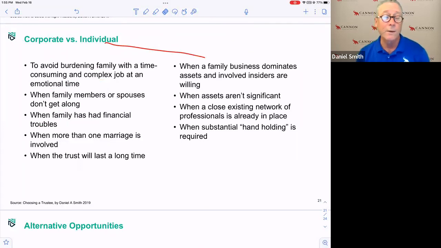Or, sometimes when it's a family business and that makes up 99% of the value of the estate, maybe I would just want a corporate trustee to help me with custody and some of the record keeping aspects of it, but not be a trustee, because the primary asset is something that the family wants to run and create and operate. Certainly when the assets aren't significant.